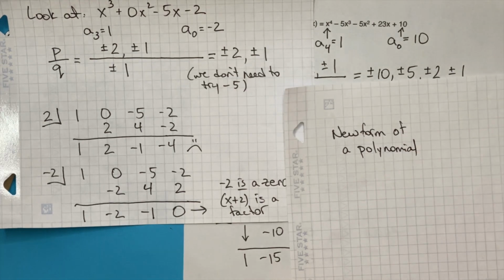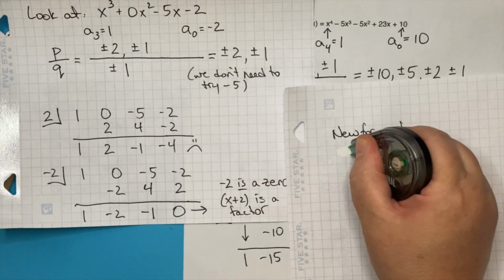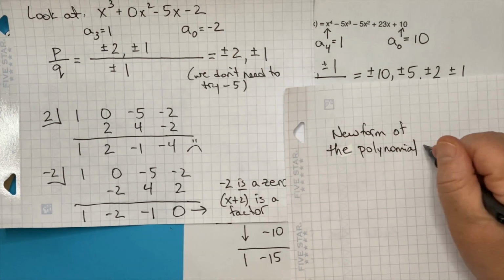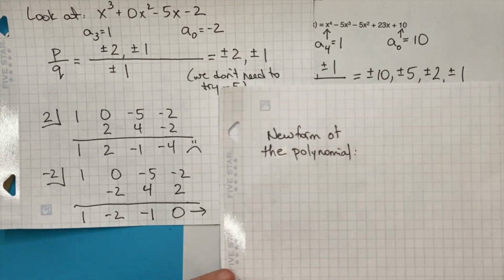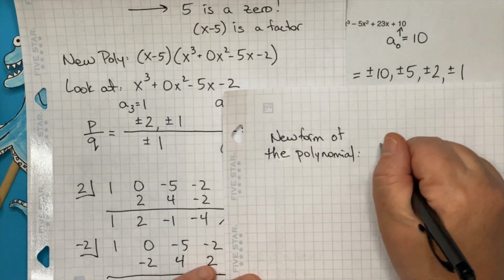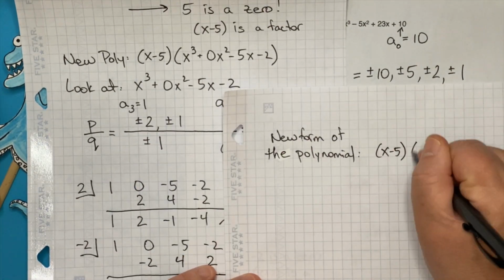So maybe I should write that new form of a polynomial. You know what? I don't like that phrasing. I'm going to change it. New form of the polynomial. Okay, what did we have? We had up here x minus 5.